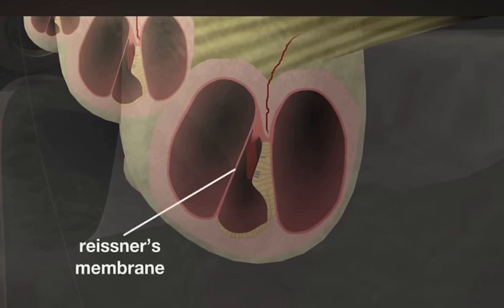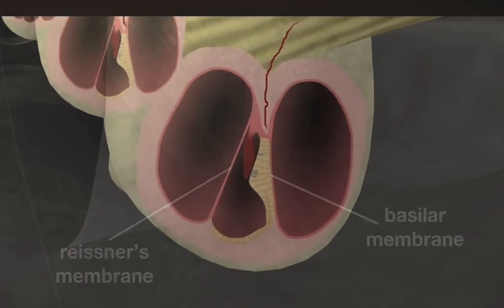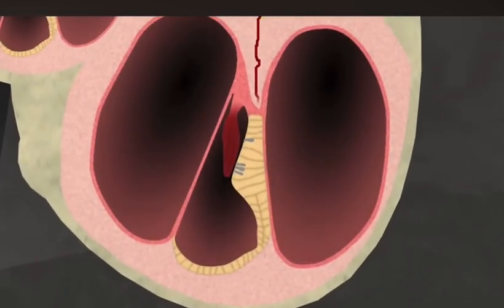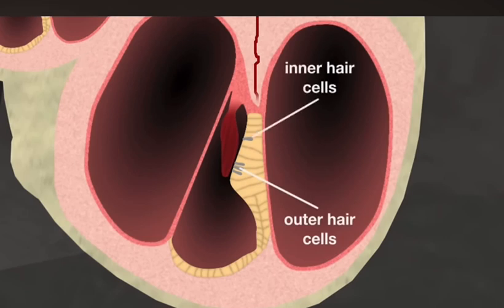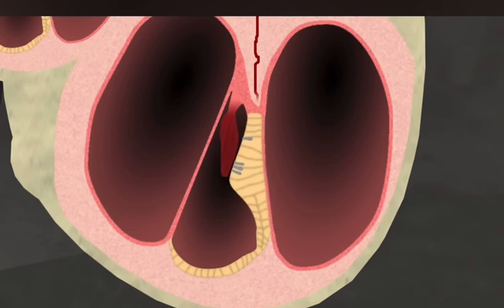Reissner's membrane separates the scala vestibuli from the scala media, and the basilar membrane separates the scala media from the scala tympani. Along the basilar membrane are two types of sensory cells, hair cells called the outer and the inner hair cells. These are arranged in rows according to the frequency or pitch of sound they detect, and covered by the tectorial membrane. Each hair cell has tiny hair projections called stereocilia attached to them.